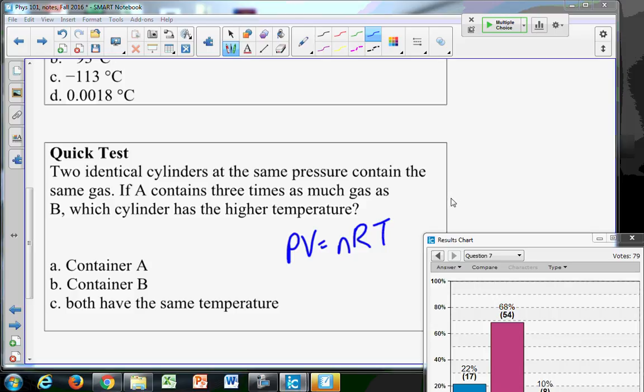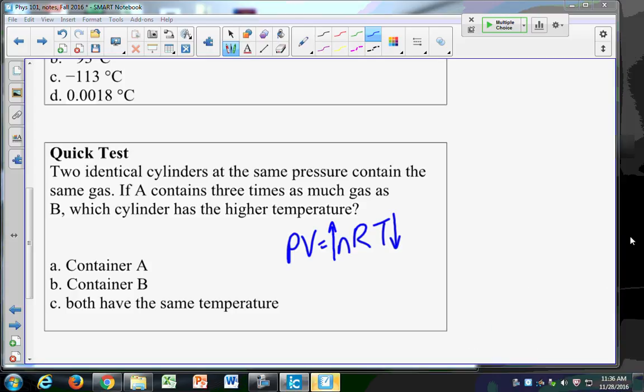Okay, so the one that has 3 times as much gas, if N goes up, that means that T is going to go down. So the one with the higher temperature will be the one with less gas. So B is going to be the right answer. We've done these types of questions before where you look at the variables in the equation and then ask yourself, what happens if I change one of these variables? If I make N go up, then that means the temperature goes down, keeping pressure and volume constant. And so the right answer would be B, that the one with the smaller N has the higher temperature.